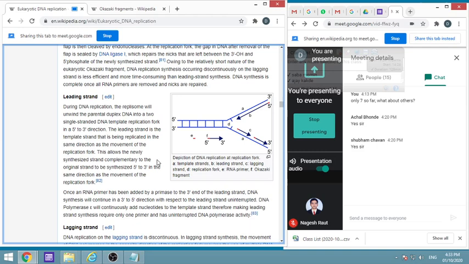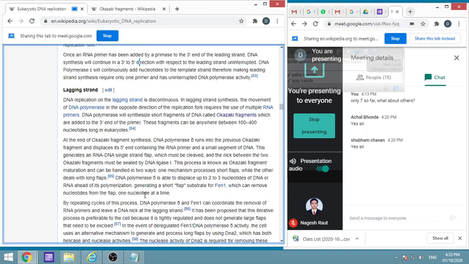DNA polymerase epsilon will continuously add nucleotides to the template strand, therefore making leading strand synthesis require only one primer, because once it is primed, once the RNA primer has attached, it will continue without any break. While in the lagging strand, the primase makes an RNA primer that is attached, then it will go for some time, then it will stop, and that much fragment is made. After that fragment, again an RNA primer will be made, and it will make a new segment of the DNA.